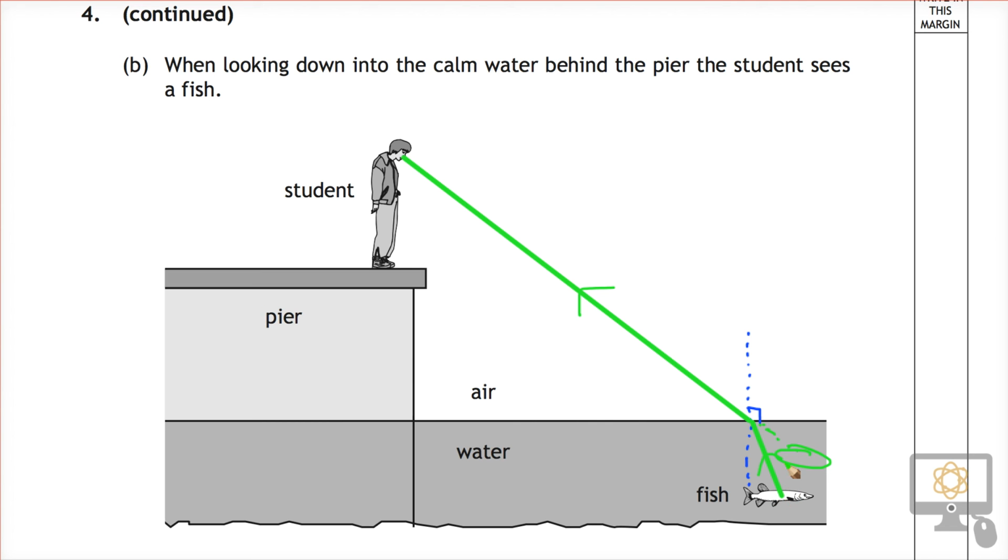Anyway, we don't need all of that. Just to finish it off, I'll just rub this a little bit out here. So just to be clear, that's the diagram that we're looking for.